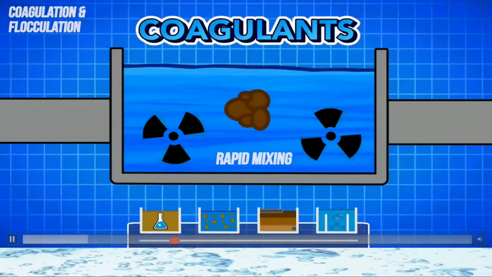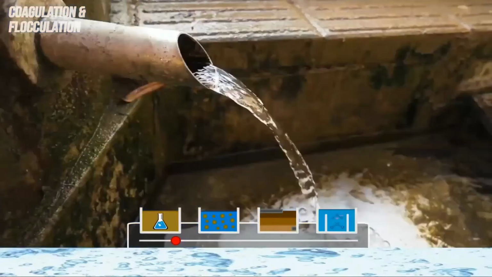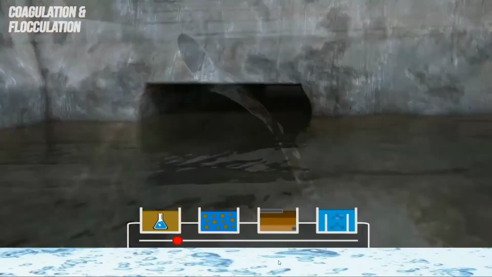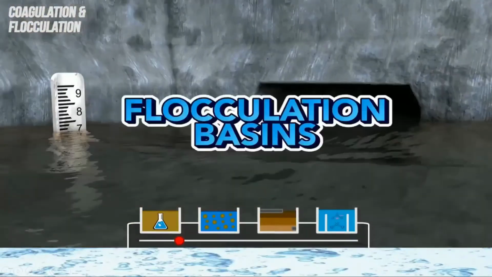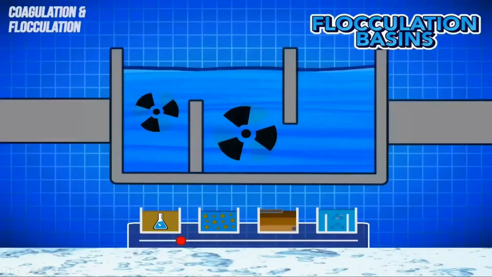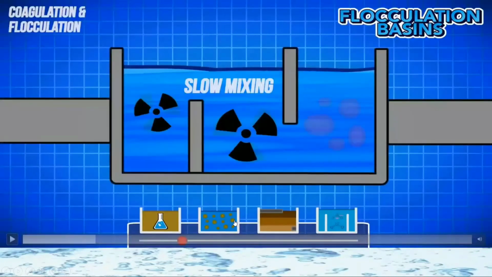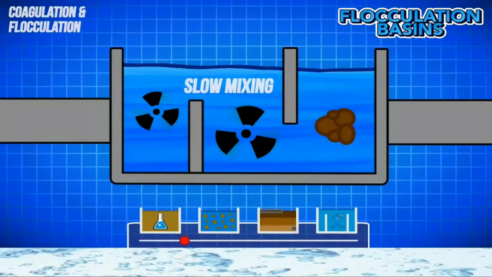Coagulants are often added to the water right at the inlet of a drinking water plant, where the water then goes into mixing basins called flocculation basins. In these basins, the solution of water and coagulant will slowly be mixed together to form what are called floc particles.